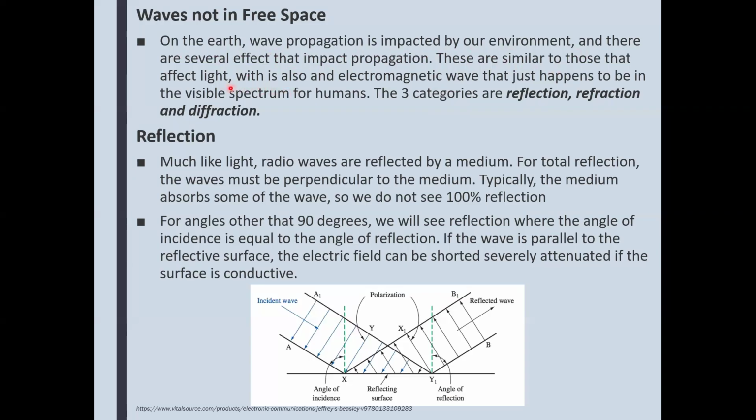Well, light is an electromagnetic wave, and we can see it bounce off surfaces, travel through things, and be slowed down by fog. Electromagnetic waves that we don't see kind of do the same thing. We just can't see it. But also there are electromagnetic waves that happen to be in the visible spectrum of humans. All right, okay. The three categories that we have to consider: reflection, refraction, and diffraction.